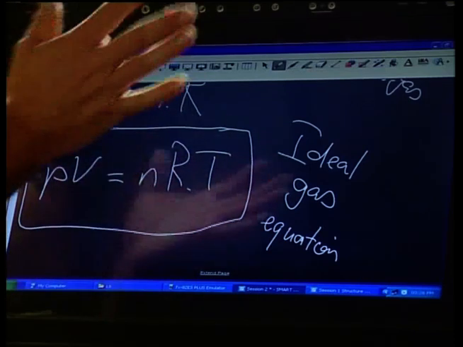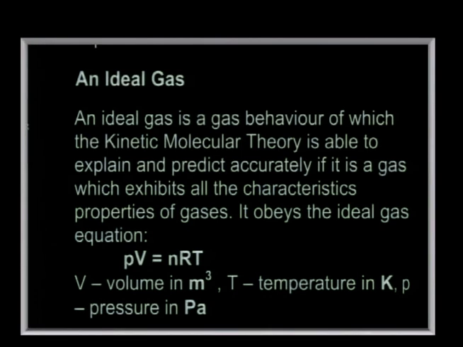So what is the ideal gas? Does it really exist? No, it's ideal. It's a model. And let's have a look at what some of the issues are in terms of that model. Let's go to the slide. An ideal gas is a gas for which the kinetic theory is able to explain and predict accurately if the gas exhibits all the characteristics of gases. It obeys the ideal gas equation for all conditions. And that's what I have mentioned to you.